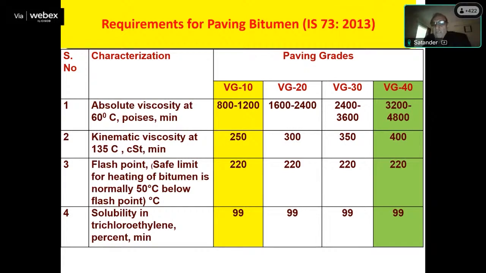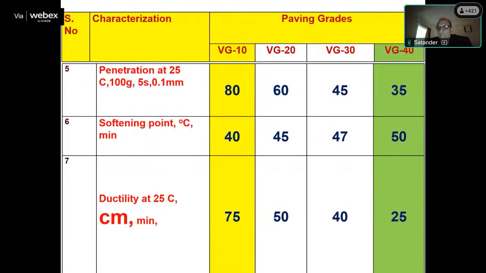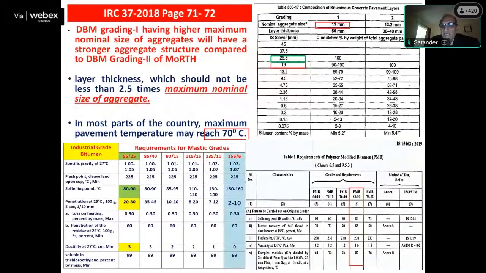So please remember, earlier we were using VG grade bitumen. Its softening point was only 50 degrees centigrade. Today pavement temperature is 80 degrees. Now we are not using VG, we are using PMB grade bitumen, PG grade bitumen. This is IS 15462. PG grades are defined by two numbers. The first number is the pavement highest temperature. The second number is the pavement lowest temperature.